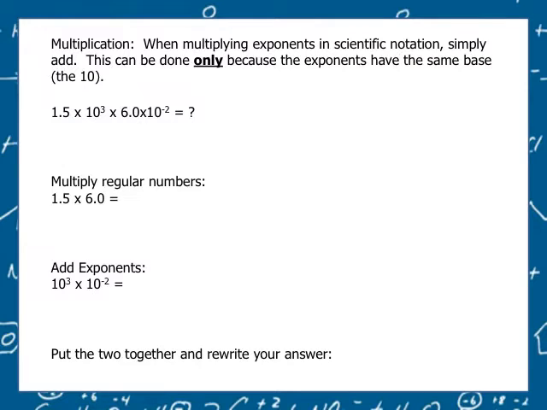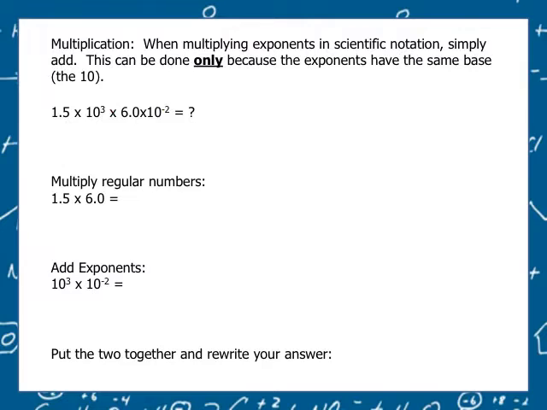So this would be a problem that you might see, and I would ask you to do this without recourse to a calculator, and we're going to break this up into two parts, kind of the regular numbers, the decimal numbers, and then the exponents, the 10 to the whatever. So the regular numbers, we're going to treat them just like always.